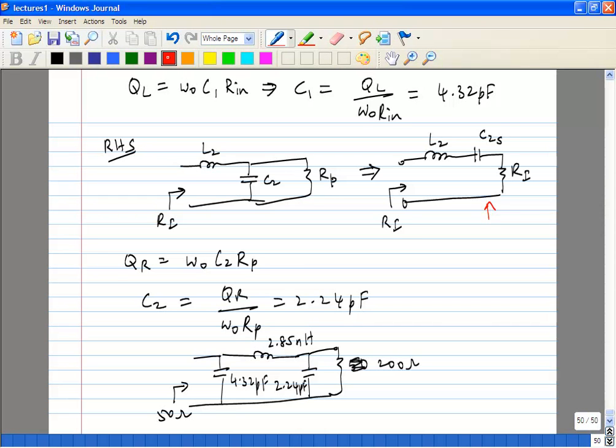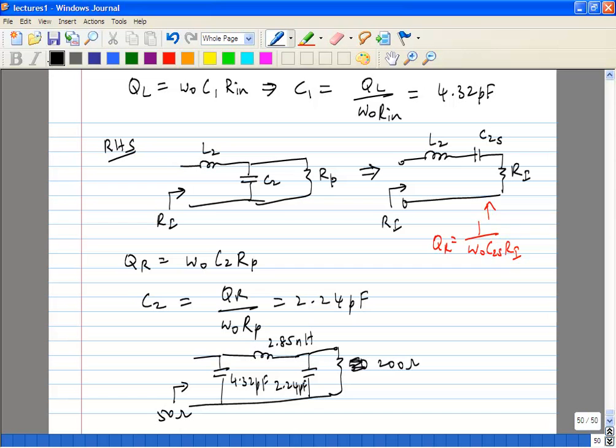That will be 1 by omega naught C2 is Ri. Yes, Ri. What you can do is, you know the relationship between C2S and C2. If you plug that in here, it will cancel and you'll end up getting Ri equals Ri, because Q is in terms of Ri or Rp. So they are just equivalent.